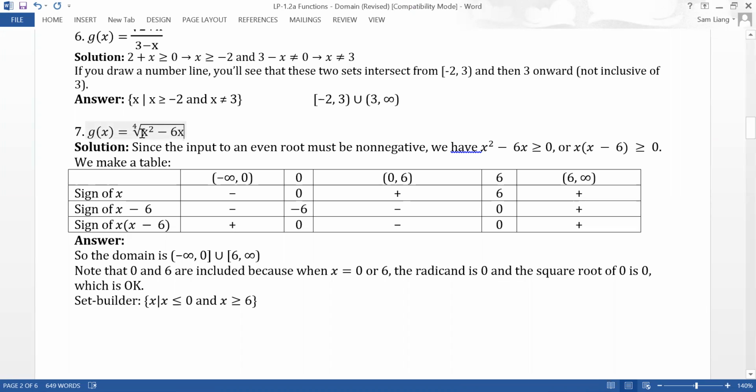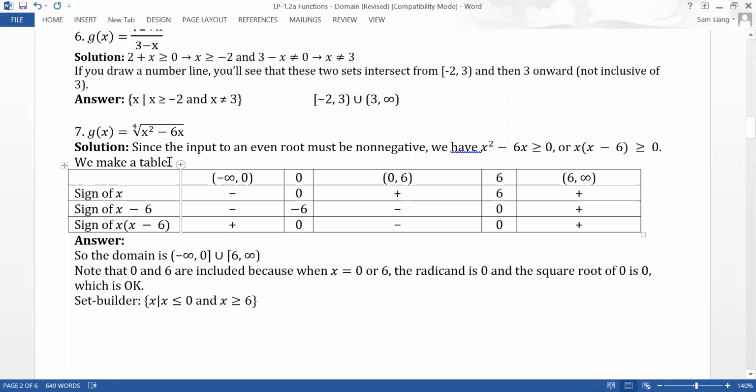So for even roots, again, as I said earlier, the radicand has to be positive or equal to 0. So the input to an even root must be non-negative, so positive or equal to 0. We have x squared minus 6x greater than or equal to 0. Or if you factor that, x times x minus 6 greater than or equal to 0. You're going to have a similar question to this on the homework, by the way. So please pay attention to this especially. We're going to make a table.